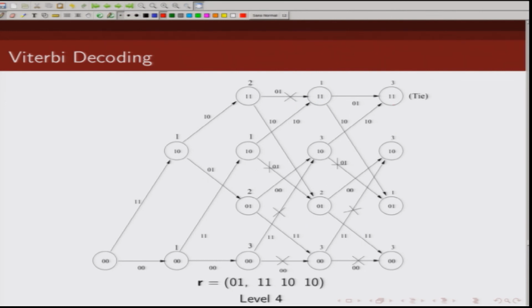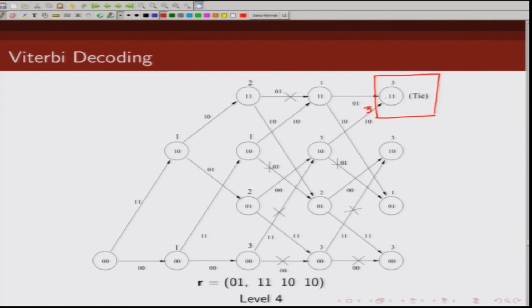Now, let us take an example here of this particular node. How do we compute the partial path metric here? The partial path metric here will be the partial path metric here plus this branch metric, which is 1 0 and 1 0. So, the branch metric here is 0. So, 3 plus 0 is 3.